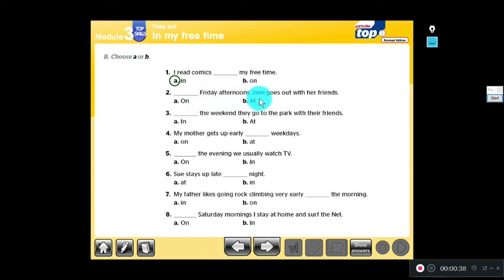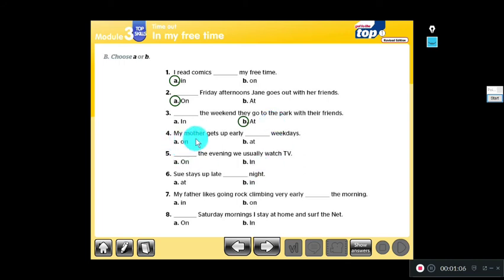Let's continue. Afternoon, James goes out with her friends. Va a ser on. The next one, we have the weekend. The weekend, el fin de semana, si bien podemos considerarlo como un día, esta palabra tenía algo en especial. ¿Con qué preposición iba usualmente? Dice, they go to the park with their friends. Iba con at of the weekend.